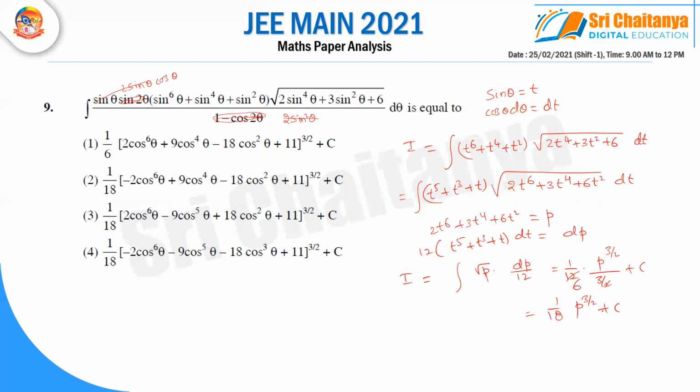And what is the value of p? The value of p is over here. What is that? 2t power 6 plus 3t power 4 plus 6t square. So he just gave that value only. So 1 by 18. So we eliminated the first option.